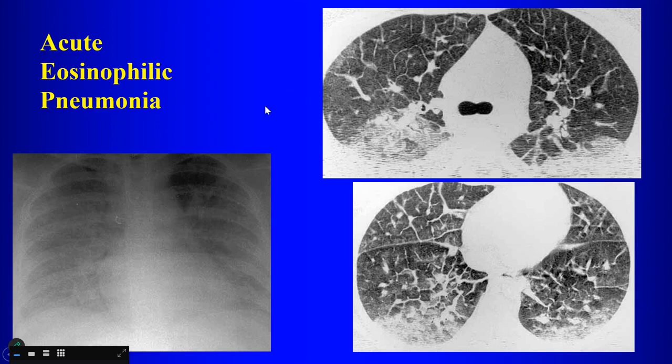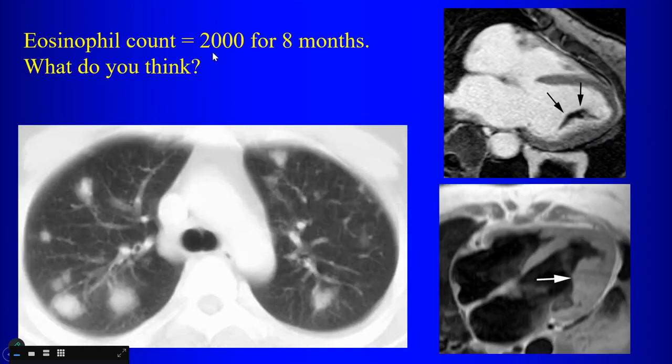As opposed to the other forms of eosinophilic pneumonia, this one does not have a characteristically peripheral distribution. Okay, so this one is different from the others in that this one will not have a characteristically peripheral distribution of alveolar opacities. Eosinophil count is humongous, 2,000 chronically.